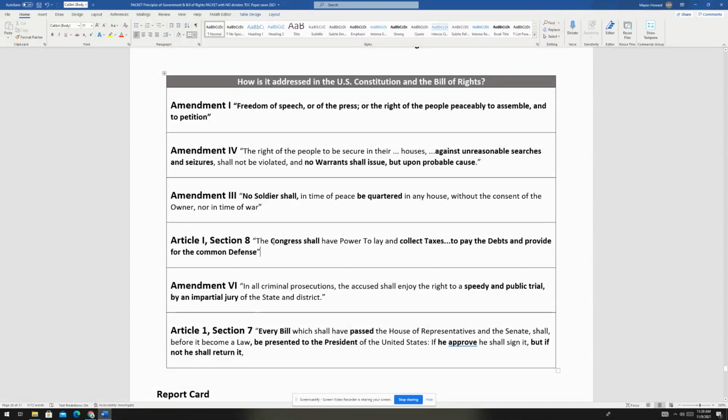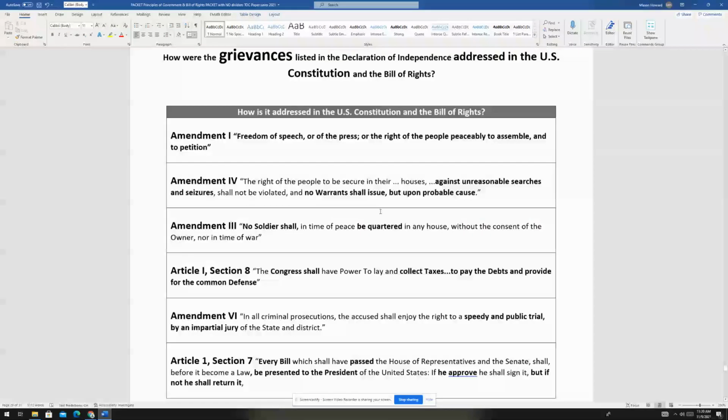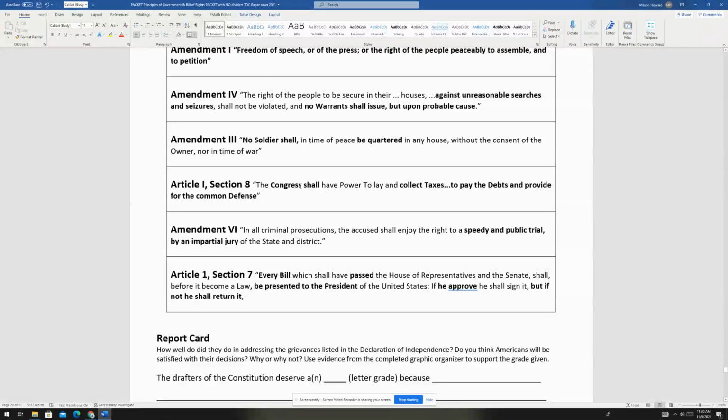So here's what you're going to write. Congress shall collect taxes to pay debts and provide for common defense. You are going to write that right here. You got it? I'm going to scroll back down so you don't have to flip-flop. So look, right here, you're going to start typing this. In that top box, right? Congress shall, only put what's in bold, collect taxes to pay the debts and provide for the common defense. Write that down in that box.